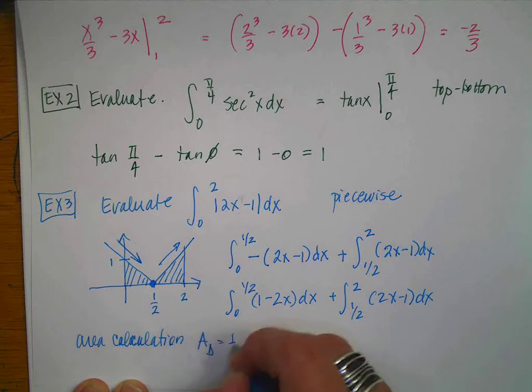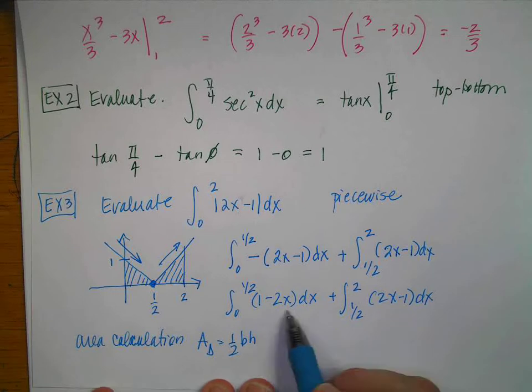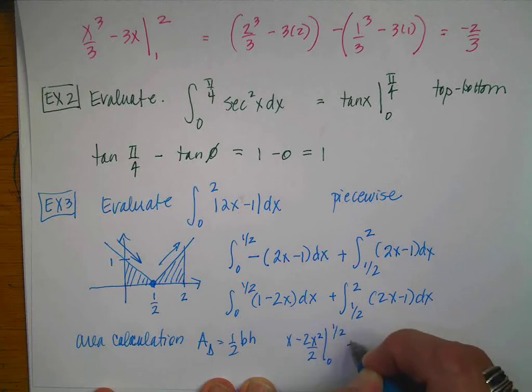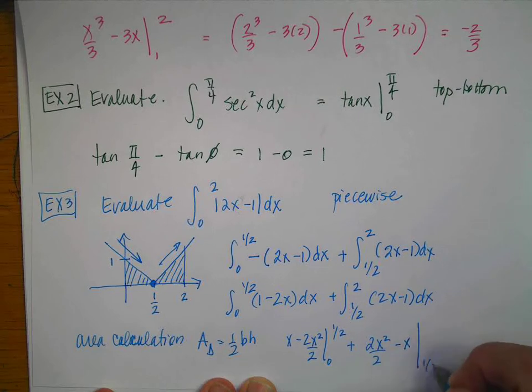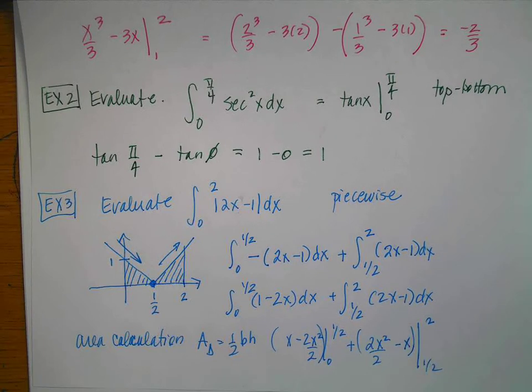Because the area of a triangle is 1/2 the base times the height, and I could do it with just straight geometry. But I'm just going to set these up. So if I come back from my integrals, this is going to be x minus 2x squared over 2, evaluated from 0 to 1/2, plus 2x squared over 2 minus x, evaluated from 1/2 to 2. And technically, I would probably want to put in my little parentheses.